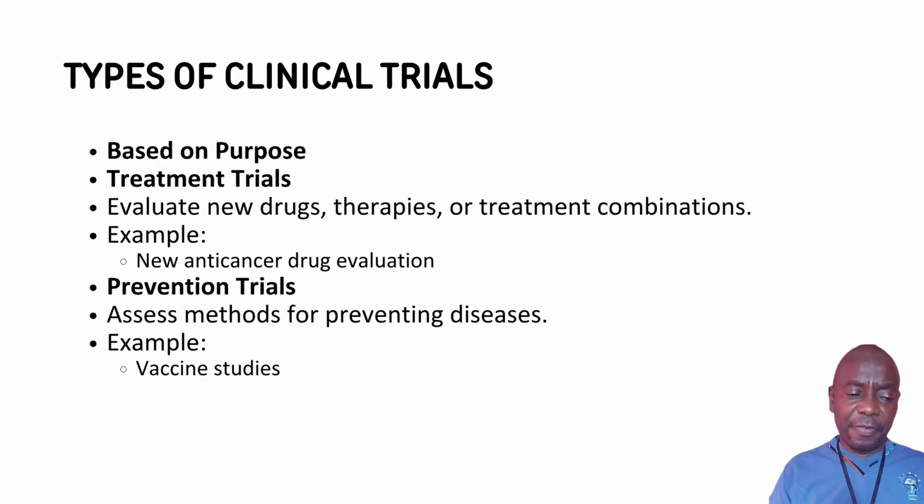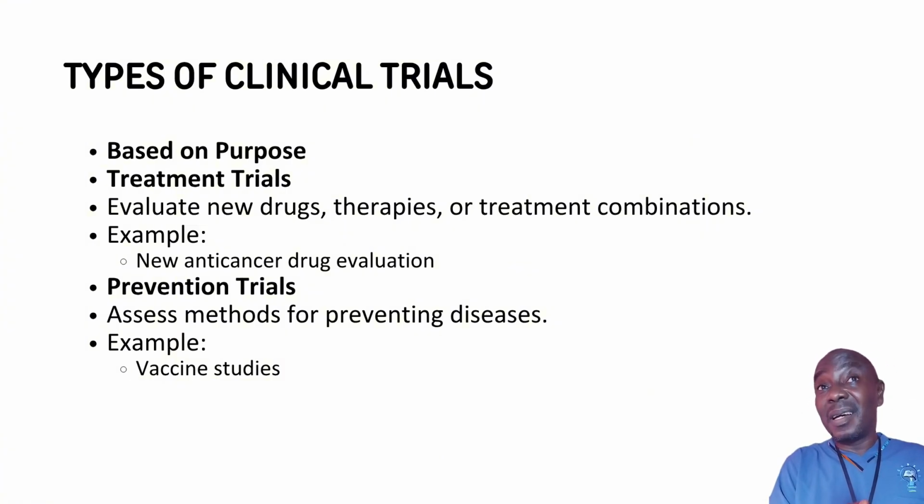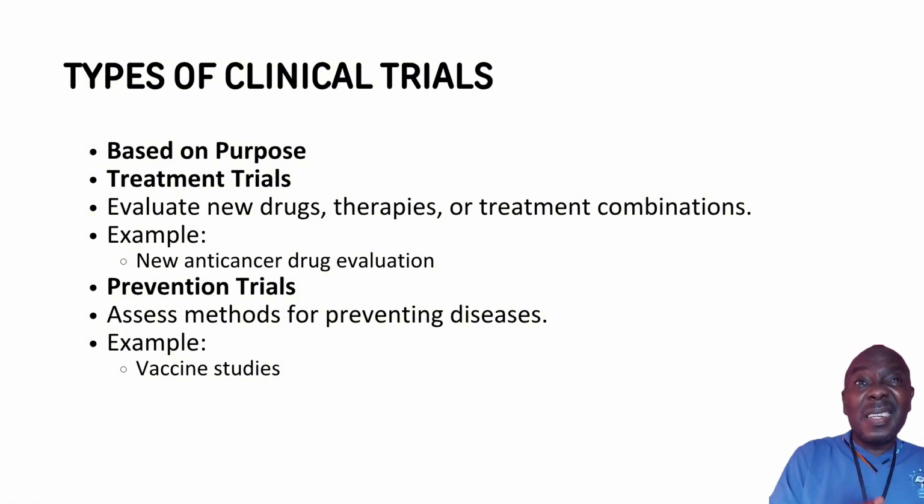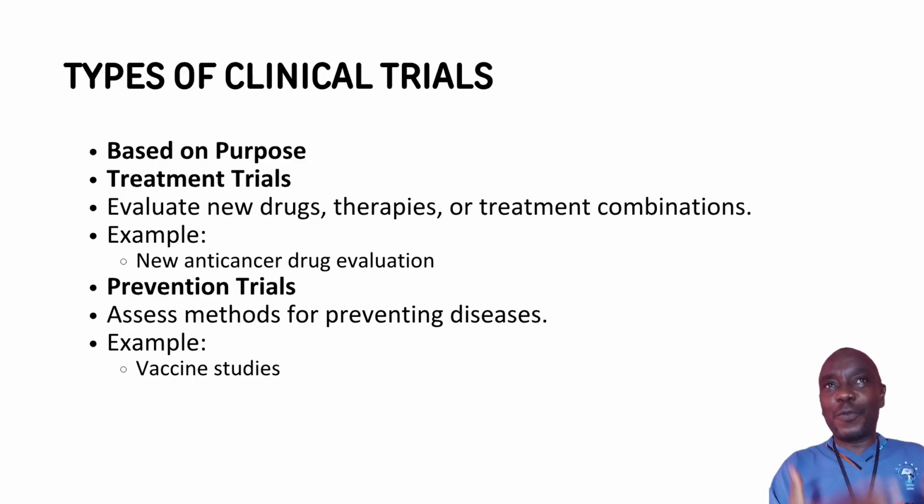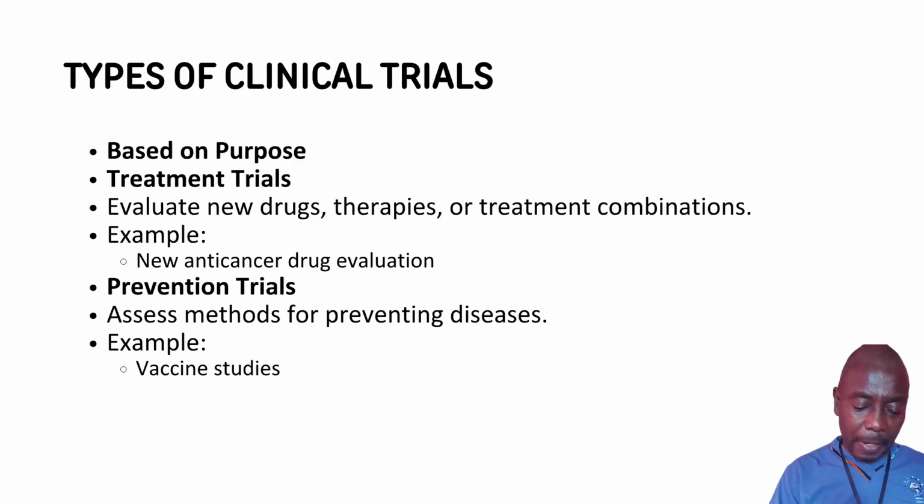And what about a prevention trial? It assesses methods for preventing diseases. While the other one is talking about therapy or treatment, this one is talking about a kind of prophylaxis approach. So vaccine studies, of course: when we give vaccines, we want to prevent problems before they start. So maybe taking a rabies vaccine and all of that, those we have to pass through clinical trials.